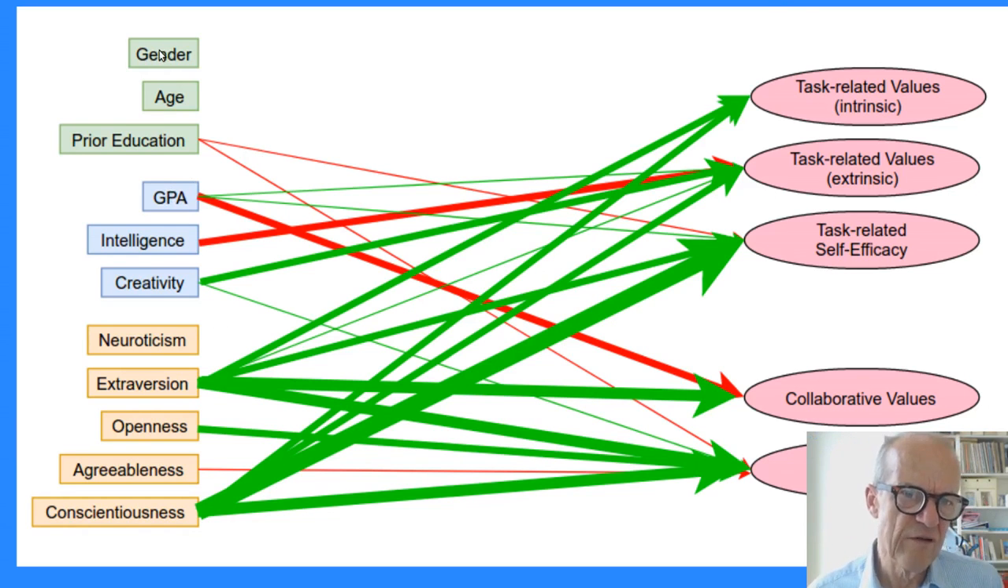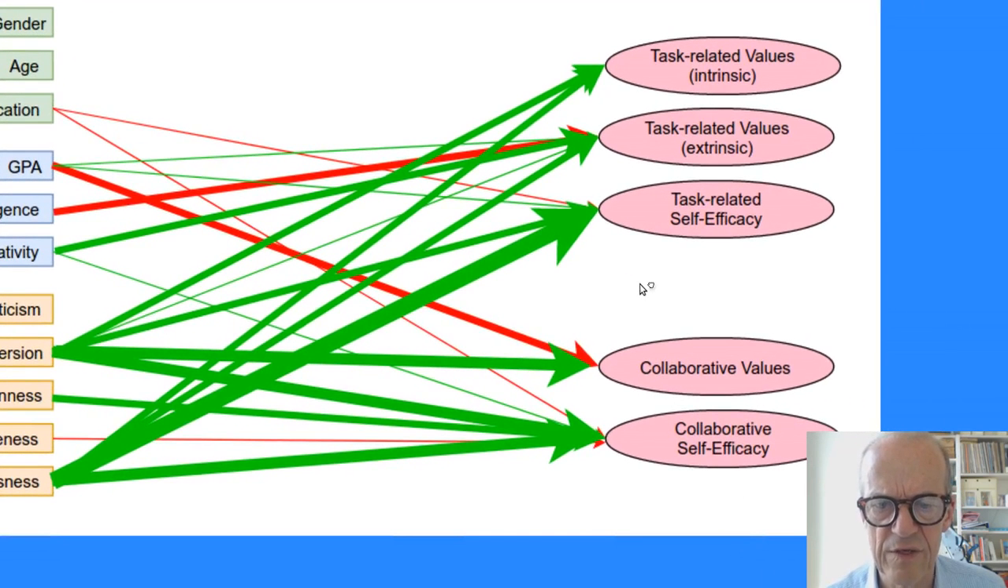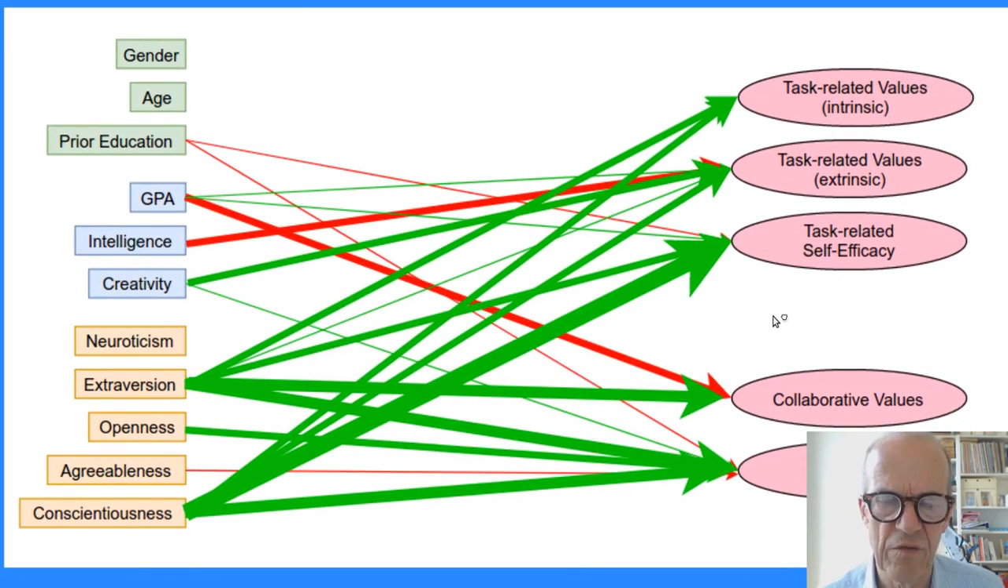Now, as you can see, gender did not make any difference as far as the scores on these motivation variables are concerned. Age did not influence the scores. Prior education had some negative influence, so the higher the prior education, the lower the task-related self-efficacy and also the collaborative self-efficacy. So on the self-efficacy measures, there was a slight negative influence. The arrows become fatter when the correlation coefficients are higher. So that's how I try to make it visible to a certain extent.